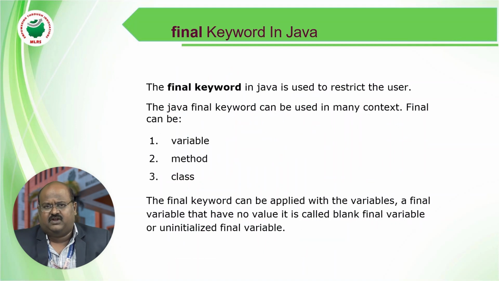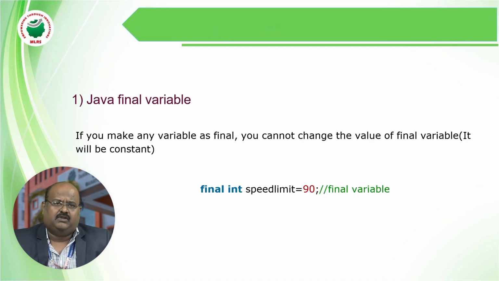Then one more keyword, the final keyword. This is a very important keyword, and it is a modifier by which we can change the access of a class, a method, or a variable. If you declare final in front of a variable, it becomes a constant. In Java, if you want to declare a constant, we declare final, data type, variable name equals value. Observe this, I am declaring final int speedLimit equals 90. So speedLimit becomes 90. This is the constant, and this is how I declare it.